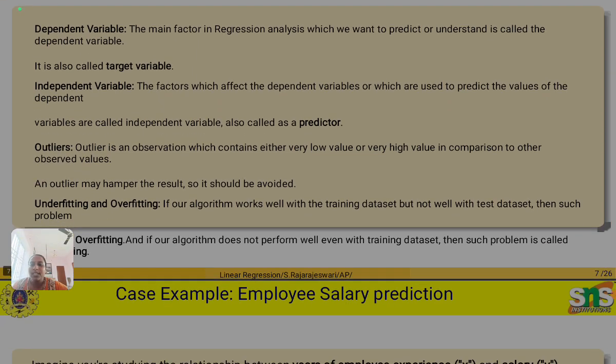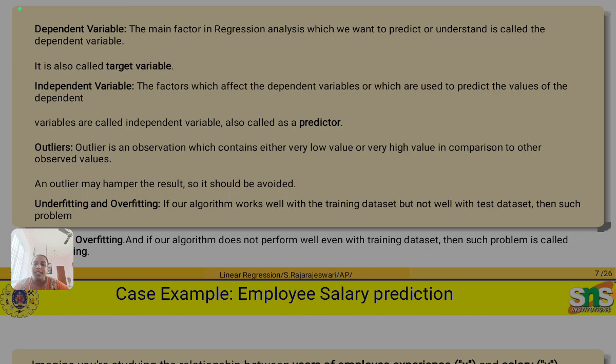And outliers are observations which contain either a very low value or a very high value in comparison to other observed values. An outlier may hamper the result, so it should be avoided. So these are the outliers.